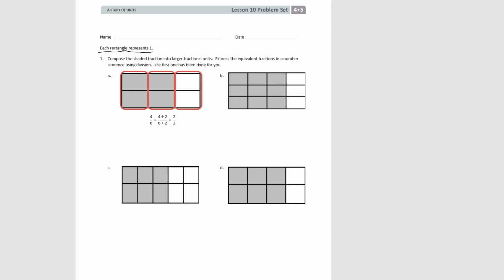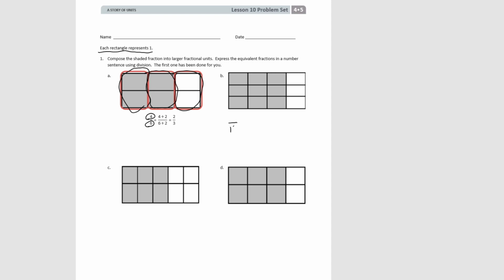So in our original model, there were 6 total units. 4 of them were shaded. Each of the numerator and the denominator divided by 2, and we ended up with 2/3. And then if we show that, we have 3 total units now, and 2 of them are shaded. Okay, pause the video and try B.